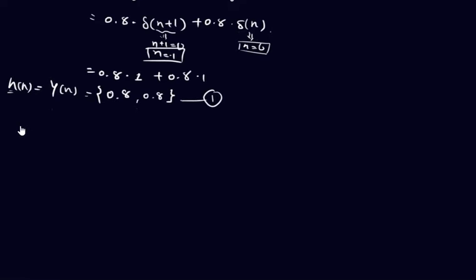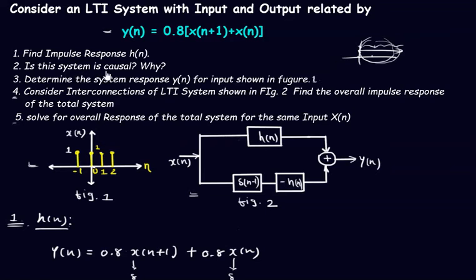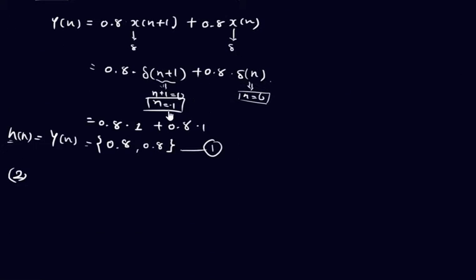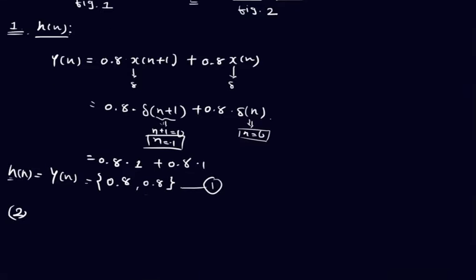Now let us discuss the second question. The second question is: is this system causal, and why? Okay, in this particular case we haven't defined the origin from where our signal is starting. But if we analyze our question, our signal is multiplied with these two terms, so from this input we can predict that our center is here.